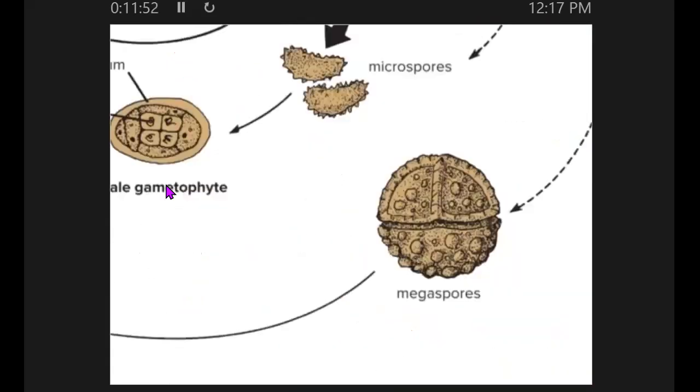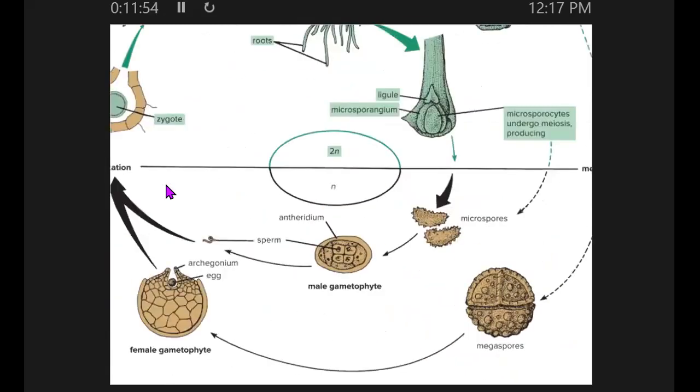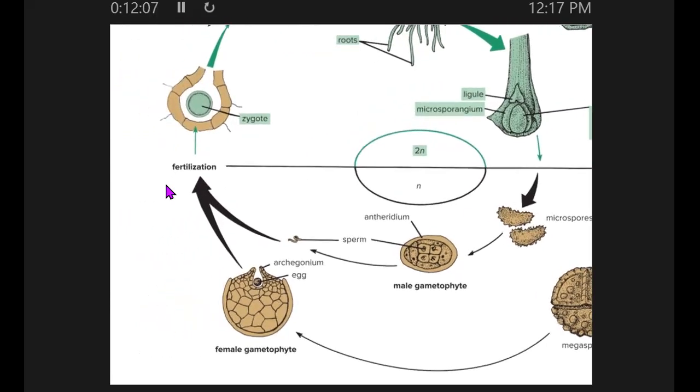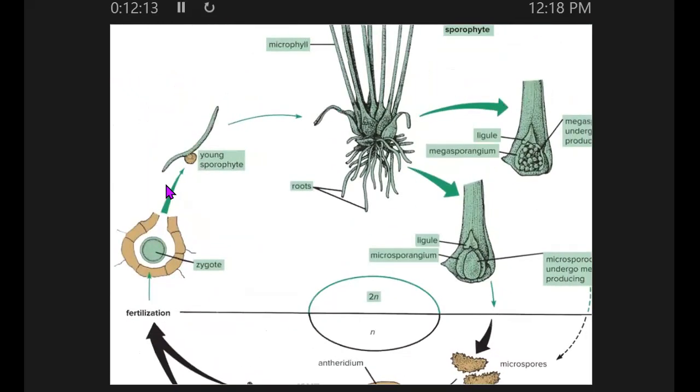And then you can see how the microspores are giving rise to the male or microgametophyte. Megaspore is much bigger, giving rise to the megagametophyte or female gametophyte. So egg and sperm getting produced, hopefully fertilization. And then you have the zygote, which starts to grow up into the sporophyte.